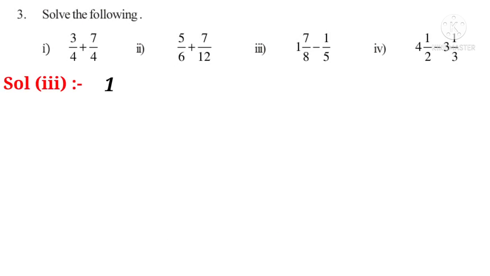Now solution 3. 1 7 by 8 minus 1 by 5. Observe that the first fraction is a mixed fraction. Let us convert it into an improper fraction. 8 into 1 plus 7. 8 into 1 is 8. 8 plus 7 is 15. So 15 by 8 minus 1 by 5.